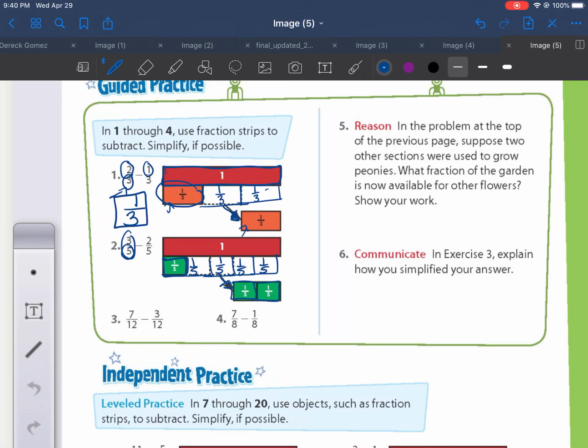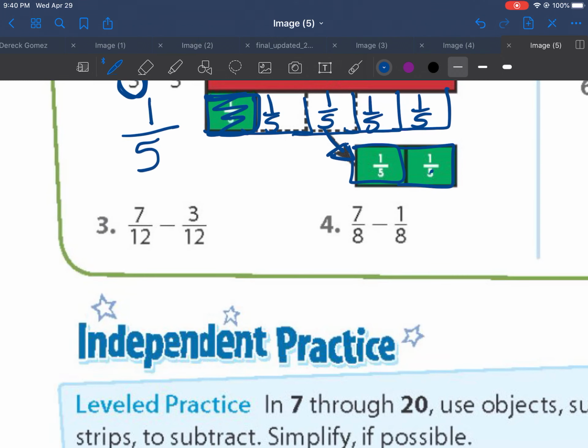They want me to take away 2. That's why you see the arrow where we're taking away the 2. So how many are going to be left? There's only 1/5 left.